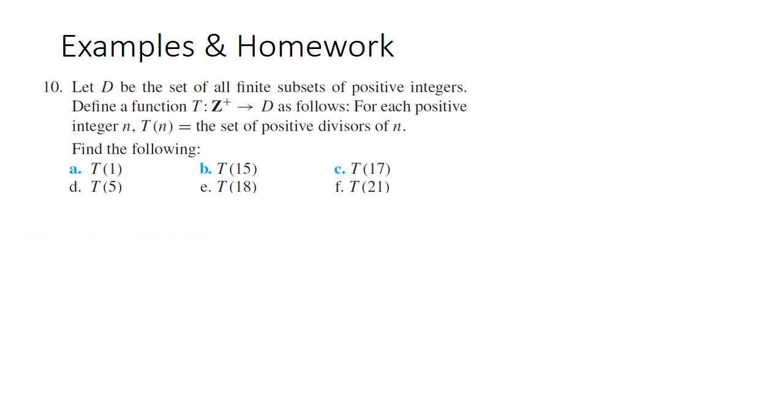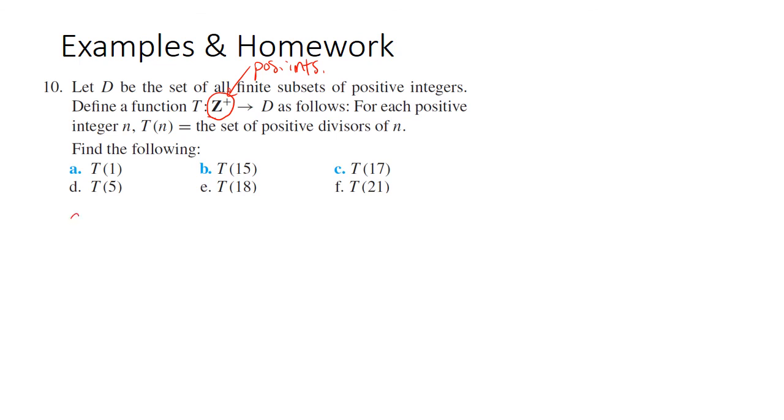Okay, so let's look at this example here. This example is a little bit interesting in the sense that we have an output that is actually a set. So let D be the set of all finite subsets of positive integers, and define a function t from the positive integers (this symbol right here stands for the positive integers) to D as follows. For each positive integer n, t of n equals the set of positive divisors of n. So the output that you're getting is actually a set.